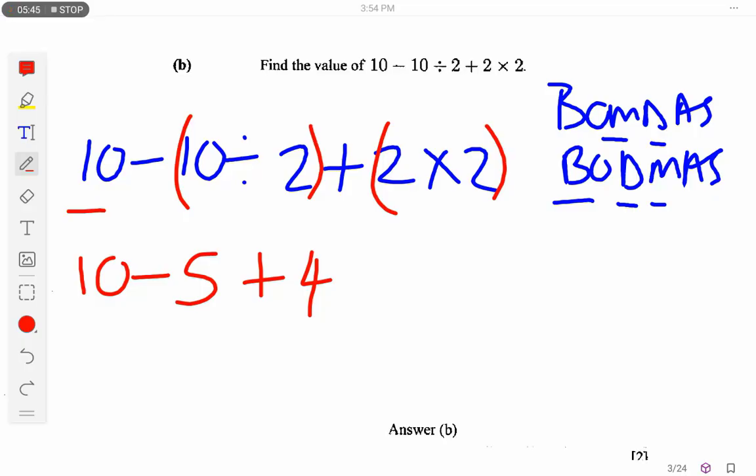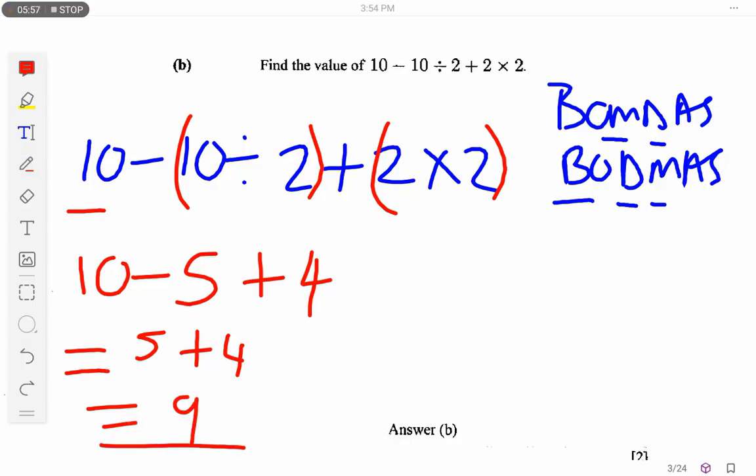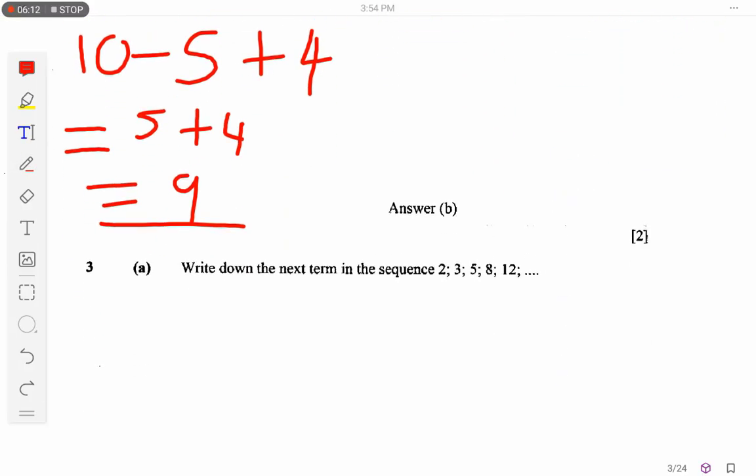I've done the multiplication and the division at once. So I'll get 10 minus 5, that's a 5. So I have 5 plus a 4, I'll get a 9 as my answer. So I've divided and I've multiplied. The order is anyhow, either you multiply first or divide first. But I think it should be easy for you to use brackets like what I've just done here.